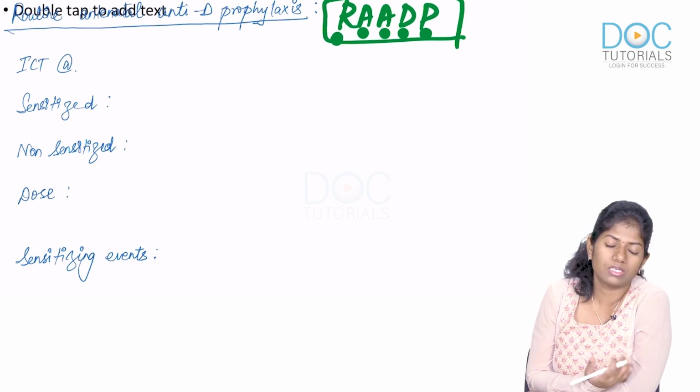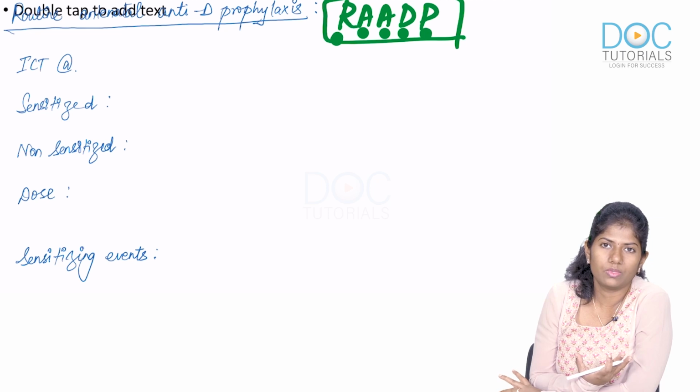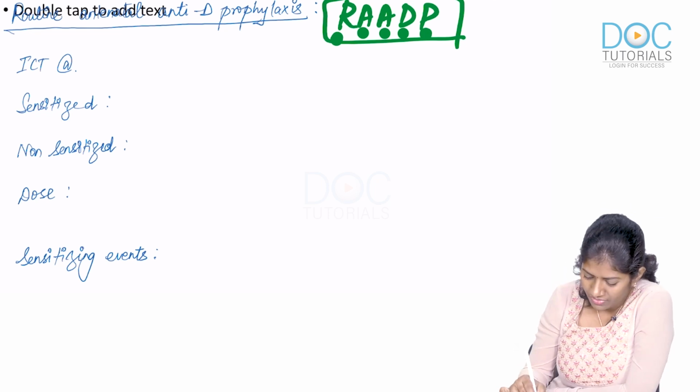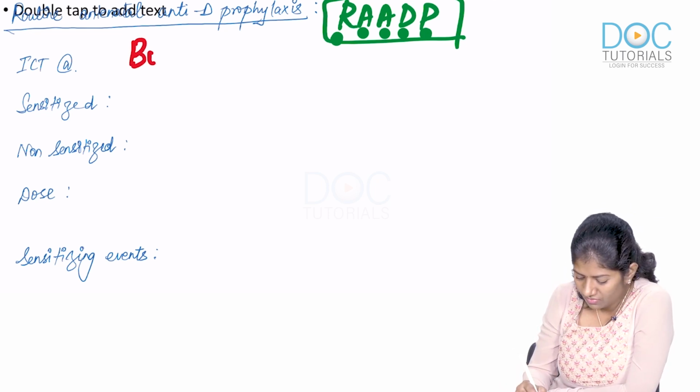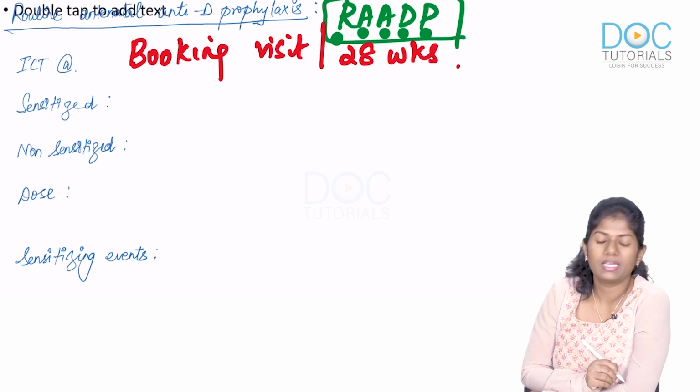So we discussed Rh negative pregnancy. We also discussed certain points mentioned in the textbook of Williams, and there we saw the ICT has to be done at the booking visit, ideally before 12 weeks, and at 28 weeks. ICT at booking visit and 28 weeks would be ideal.